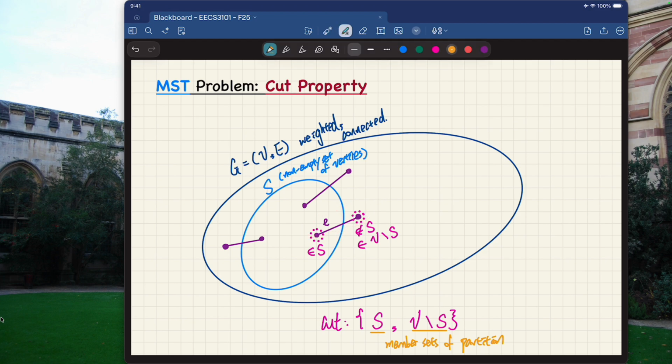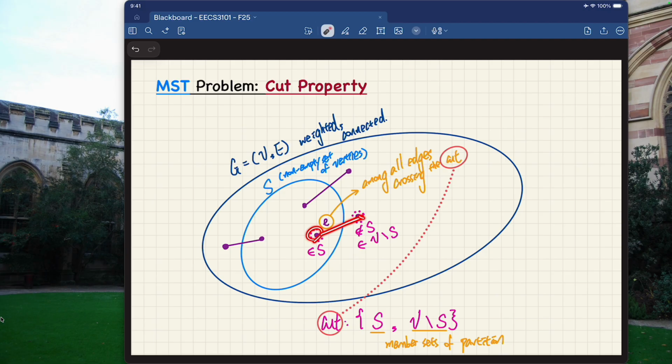So you can think about right here. So E here, among all edges crossing the cut. And when I say the cut, over here, I'm really talking about the cut right here. Just to know that we're talking about the same cut, right? This will cross the cut, and this will cross the cut as well, and this will cross the cut as well. And this one here has the minimum weight.